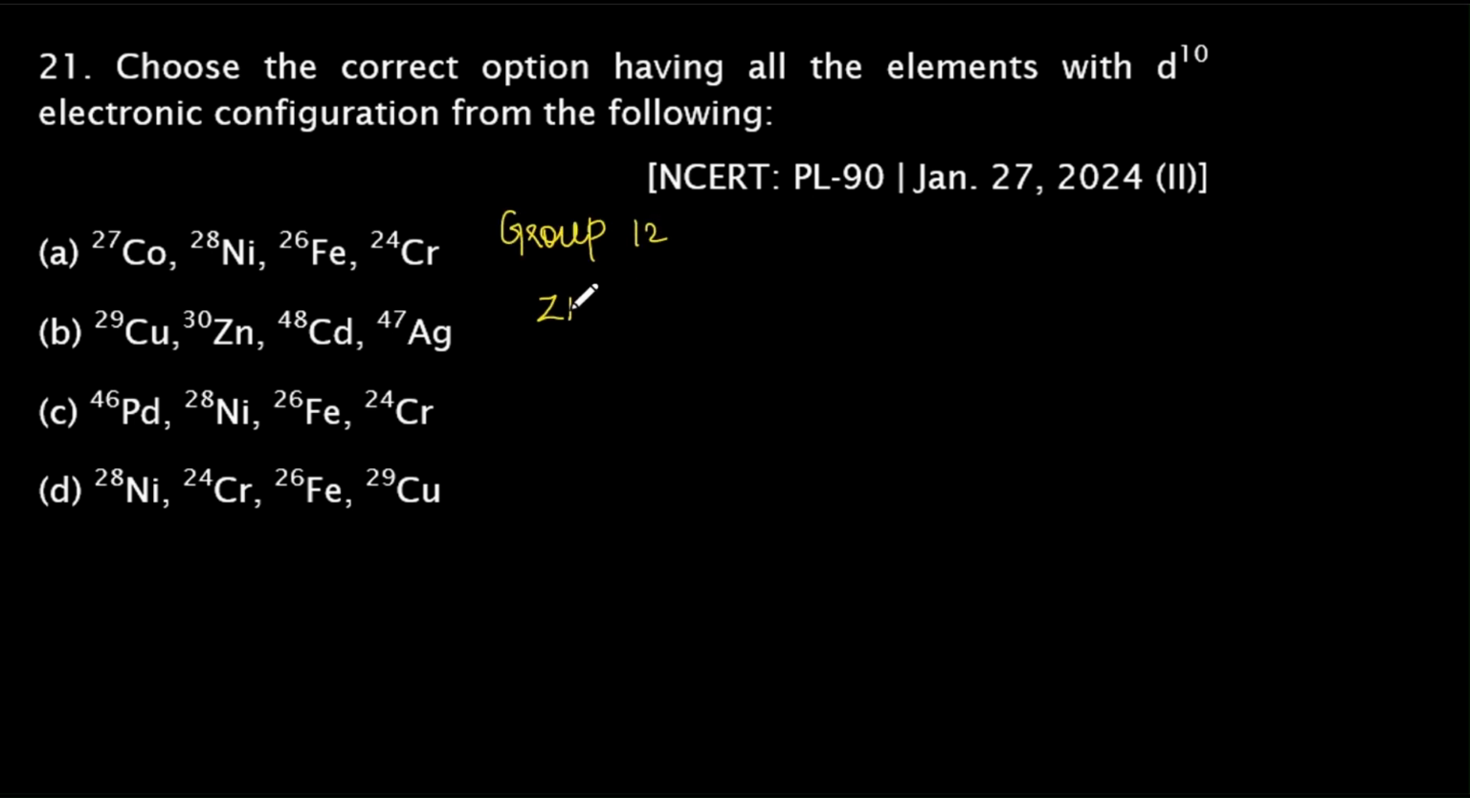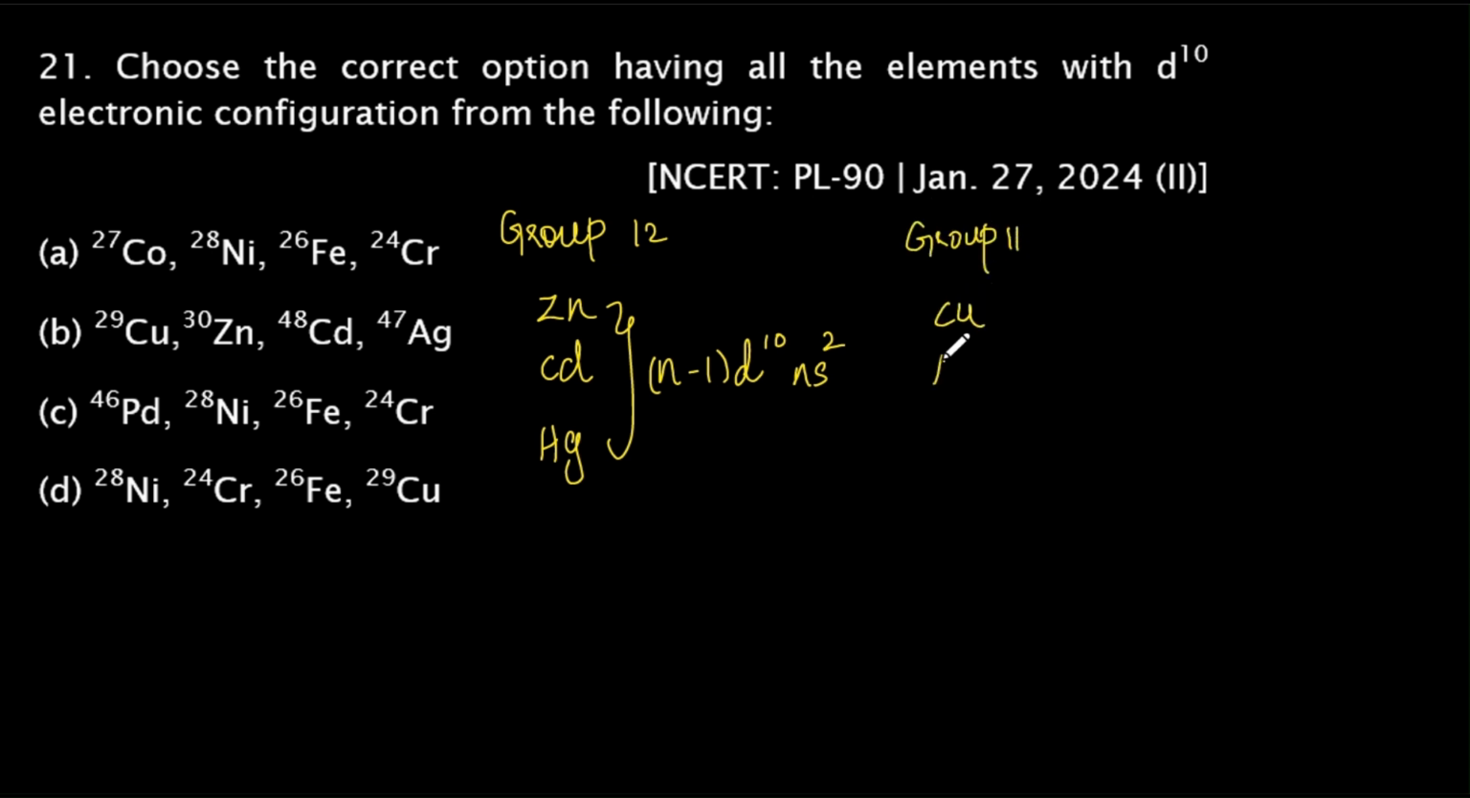Group 12 elements: zinc, cadmium, mercury. These elements have the general electronic configuration (n-1)d10 ns2, in which their d orbital is fully filled. So this is the general configuration. Then if you go to group 11 elements, copper, silver, gold, for these elements also their d orbital is fully filled, (n-1)d10, but their s orbital has only one electron. So group 12 and group 11 elements have d10 configuration.